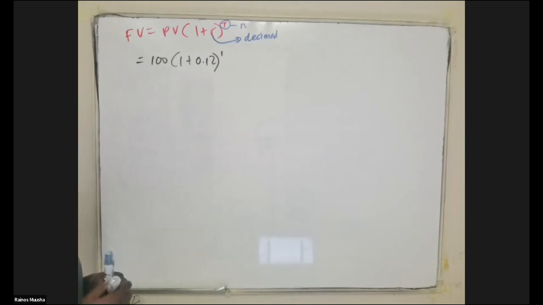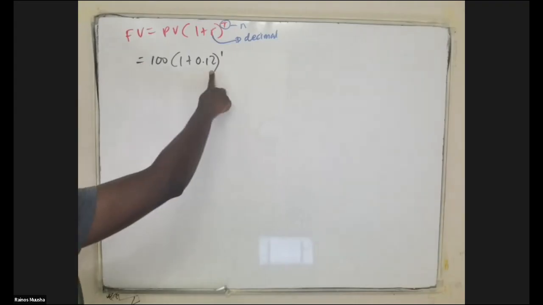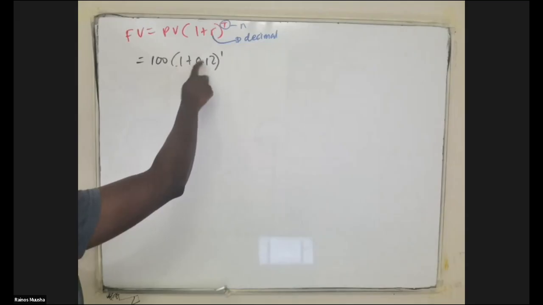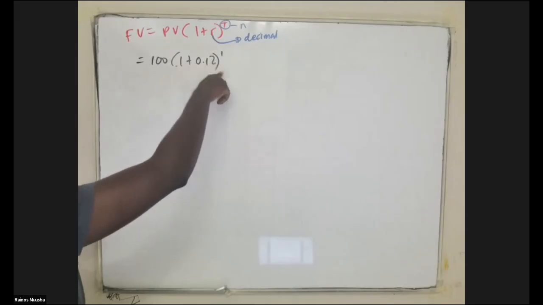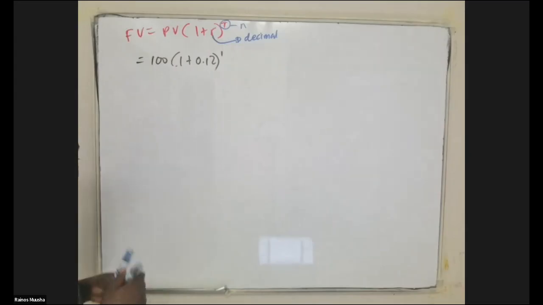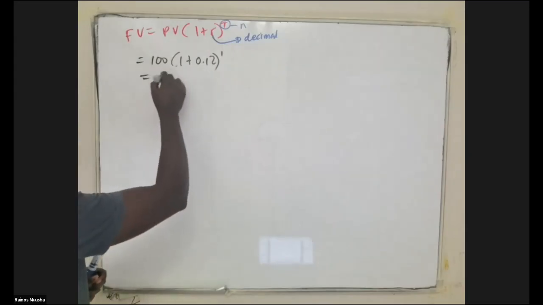If you do the calculation using a normal scientific Sharp calculator, you can put everything in to get the answer. You're going to say 100, open brackets, 1 plus 0.12, close brackets. Any number to the power of 1 is that number, so it won't make a difference. And then you get your answer. You should be able to get an answer of 112.